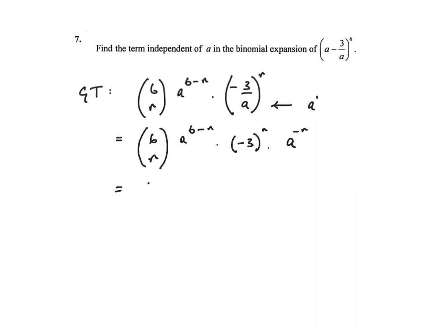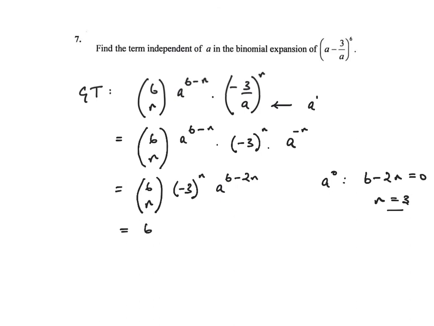What we really want to do is to combine the two a terms. So that gives me a to the power of 6 minus 2r. Now, if it's to be independent of a, means that 6 minus 2r must equal 0, and r then is 3. So we have 6C3, and it's minus 3 to the power of 3. That gives us minus 540.